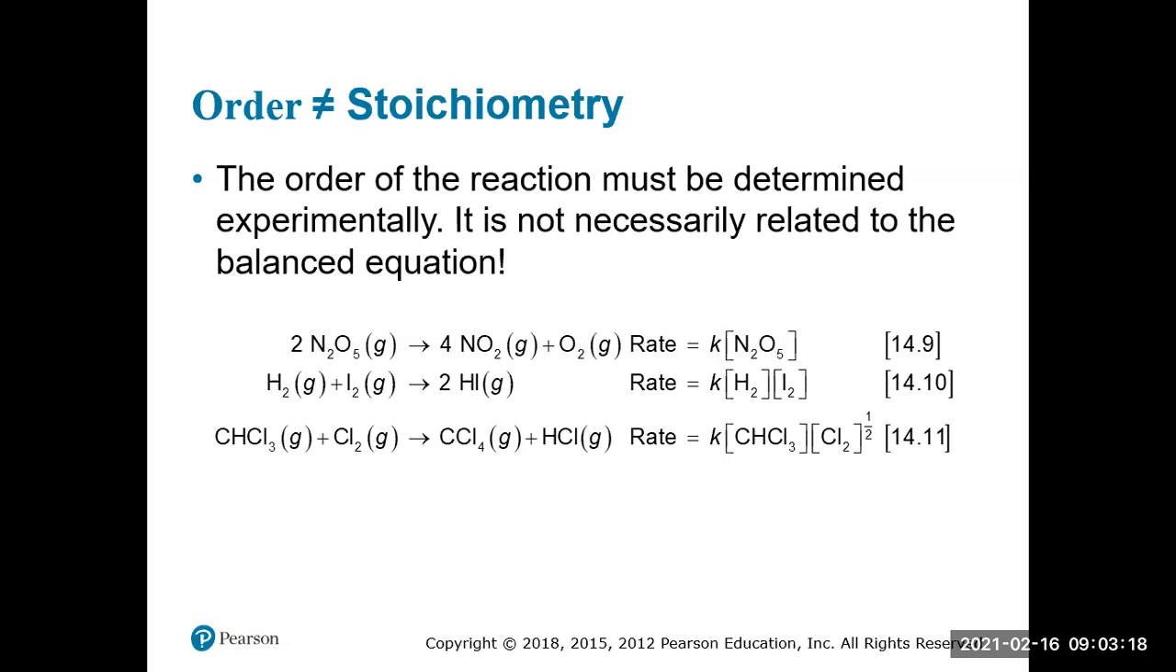We look at the third one, CHCO3 plus Cl2, and we see there that they don't match as well. We have a rate order of 1 for the CHCO3, but for the Cl2, it's 1/2. So this is just an example to highlight that order does not equal stoichiometry. And so you've got to get those order values by doing experiments.